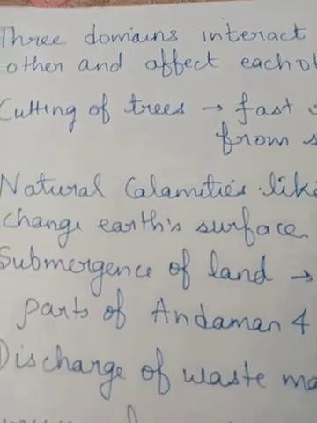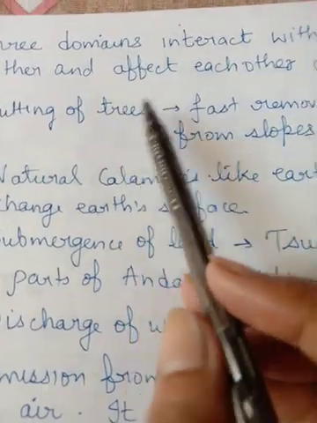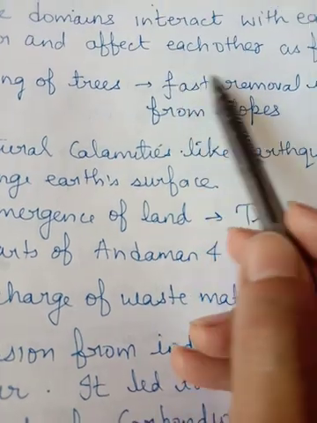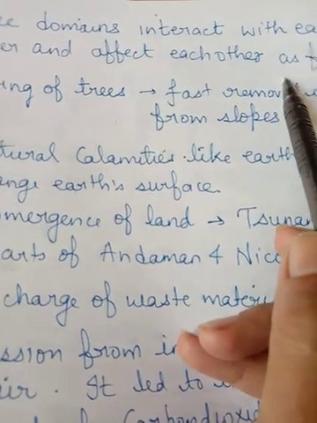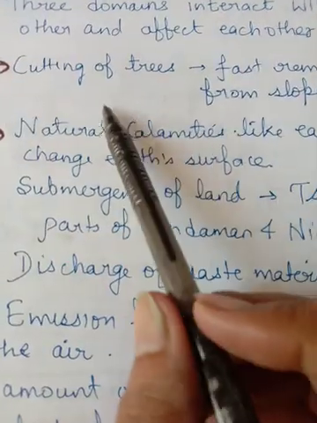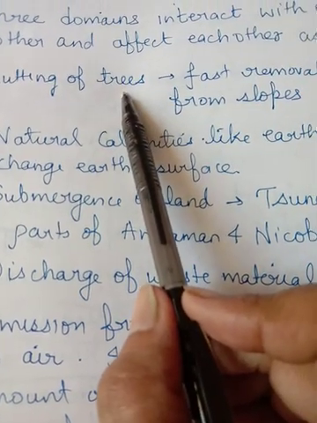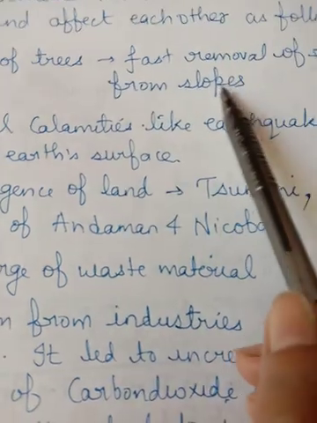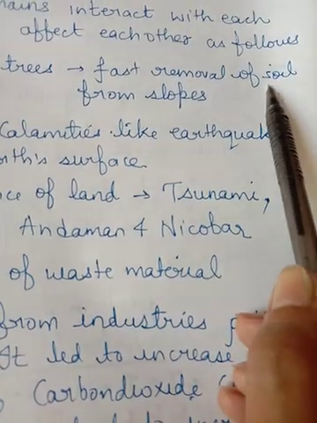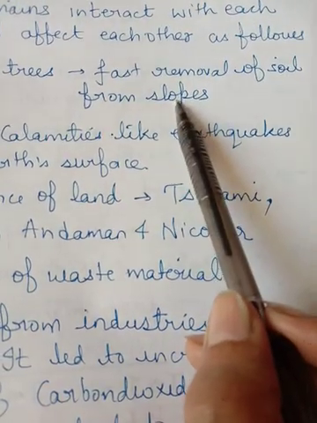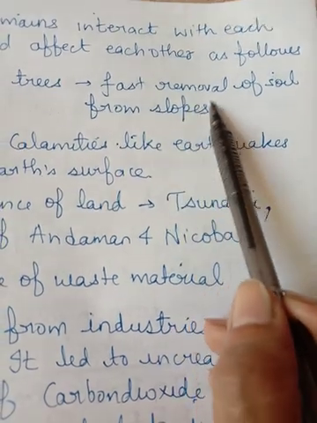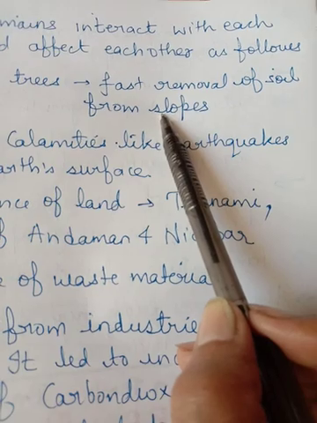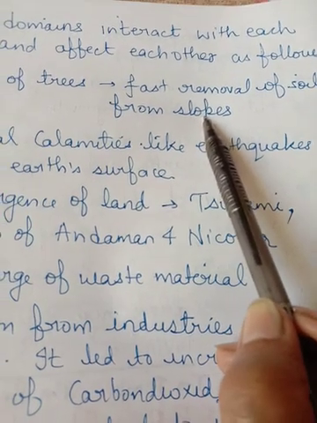Okay, so now the three domains interact with each other. Obviously then they will also affect each other. How are they affecting? Now let us have a look. Cutting of trees. When the trees are cut, what will happen? Deforestation will be there. Then the upper layers of the soil on the slopes are removed, because the binding is no longer there. उसकी जो binding है वो नहीं रहती है. Tree roots bind the soil.